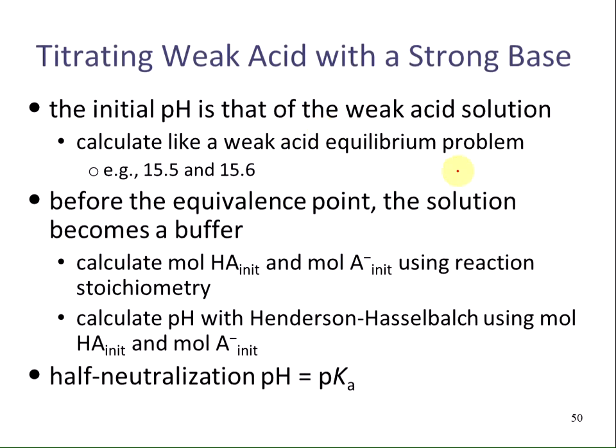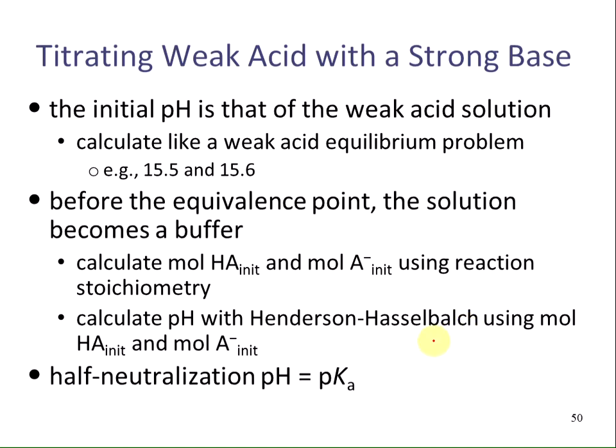So a couple of things that we discussed when we were looking at the titration curve of a weak acid with a strong base. The initial pH is that of the weak acid solution, and we calculate it like a weak acid equilibrium problem. And before the equivalence point, the solution becomes a buffer. So we calculate the moles of the protonated acid and the moles of the conjugate base using reaction stoichiometry.